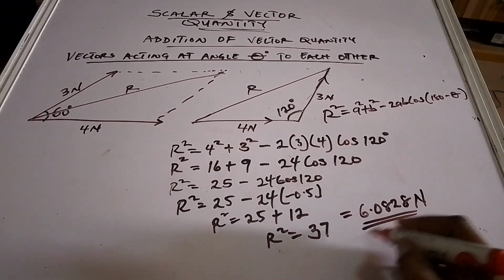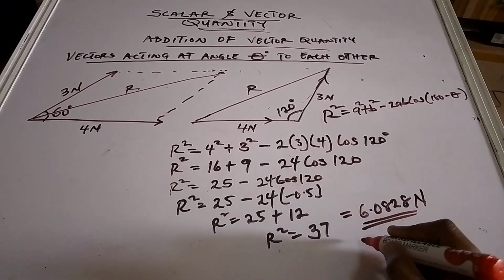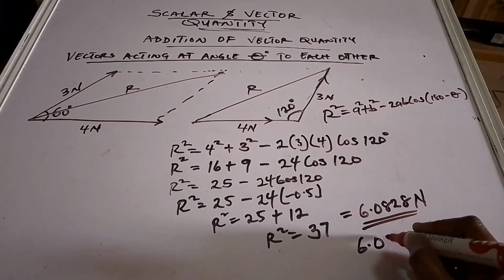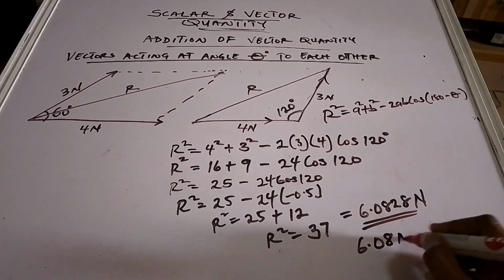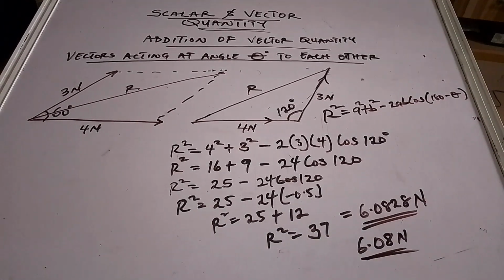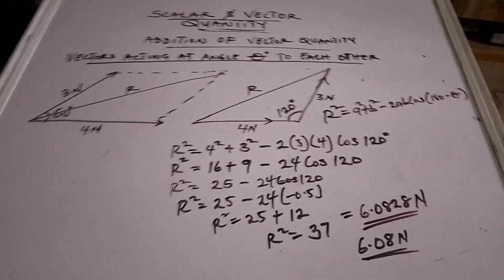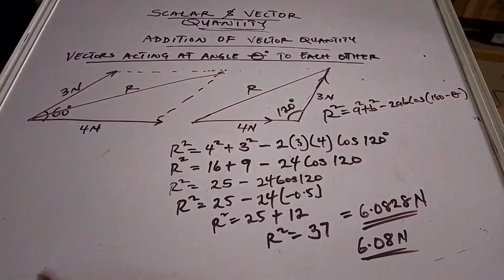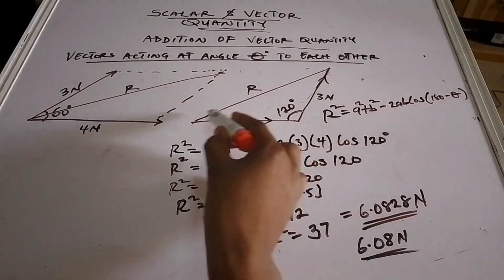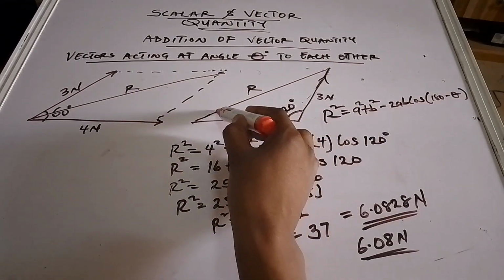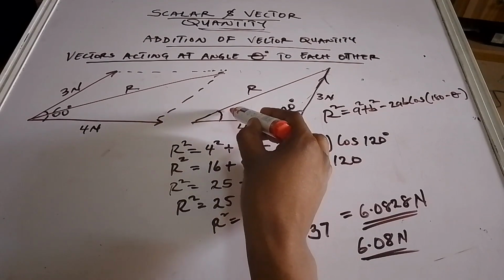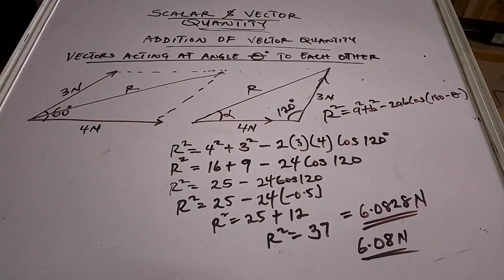So I can approximate to 2 decimal places. You can just say 6.08 Newton. So that's going to be our magnitude of the force. So let's look at the direction now. For direction, don't forget that direction is the angle between the resultant and the horizontal. So this angle is what we are looking for. So whatever this angle gives us is going to be our direction.